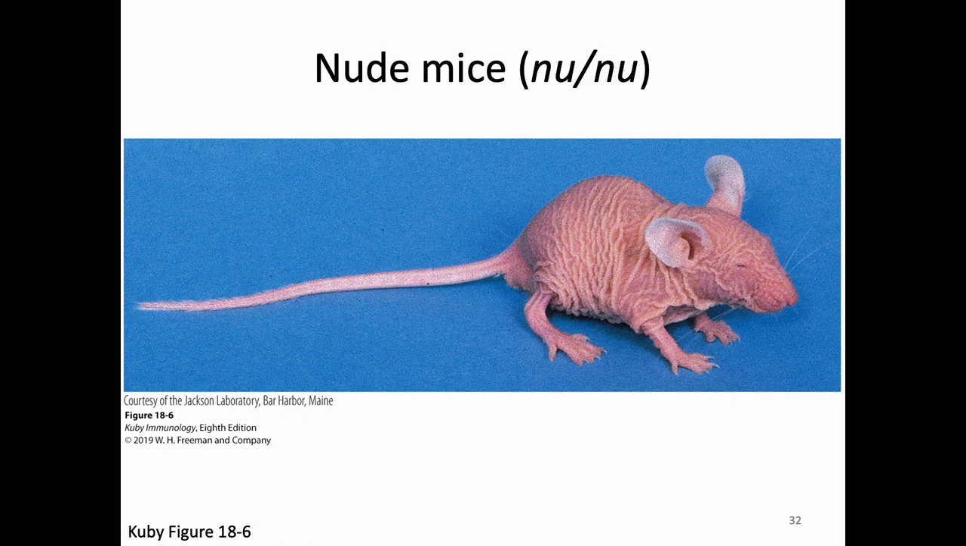There are also people who don't have thymuses. They have a disease called DiGeorge syndrome. They do have hair. Just because you don't have a thymus doesn't mean you don't have hair. The two things are unrelated in the mouse. So we'll talk about nude mice who have no hair, and also, more importantly to us, no thymus starting next time. And we will be talking about T cell development.